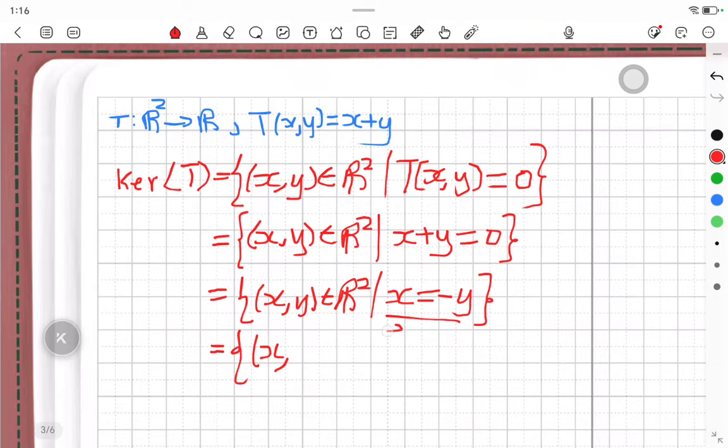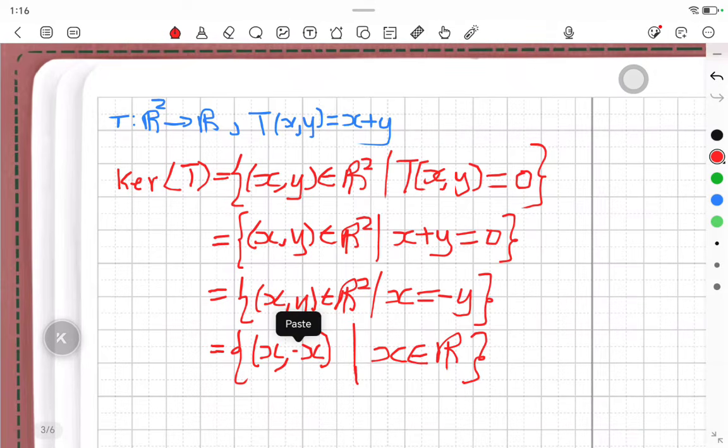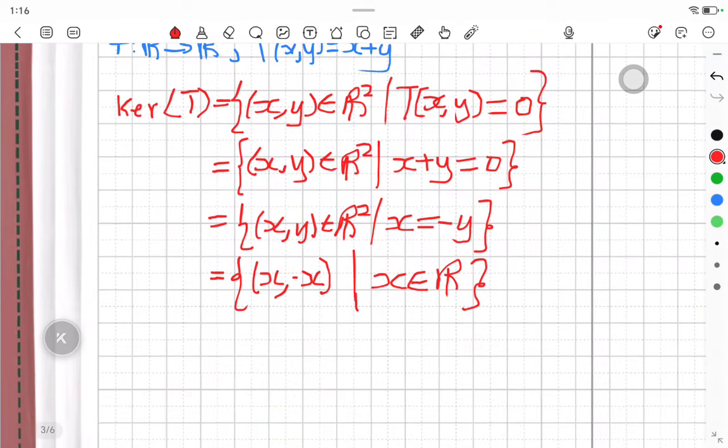If it's like this, it means that x equals minus y, so minus x equals y. If I divide both sides by negative, I'll replace this by minus x. And then I say such that I no longer put this, because now I'm writing the solution that I get here, such that x is an element of R. I must define the variable that I have there. Now, this is our kernel.